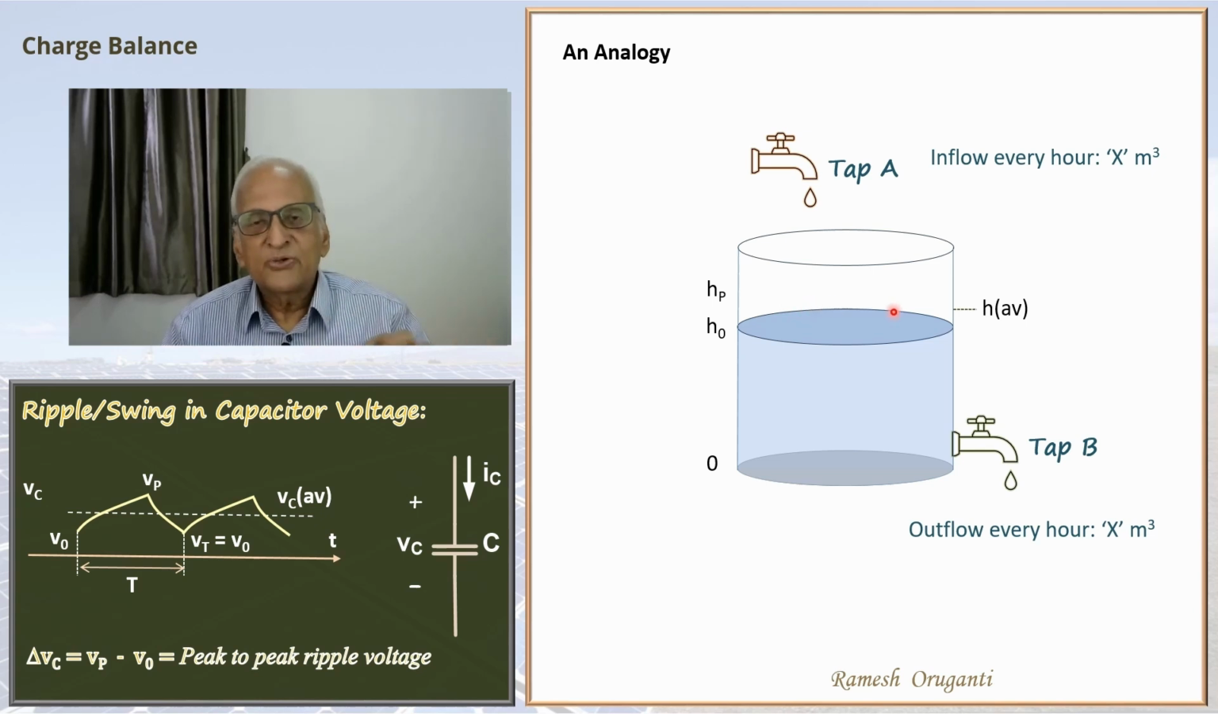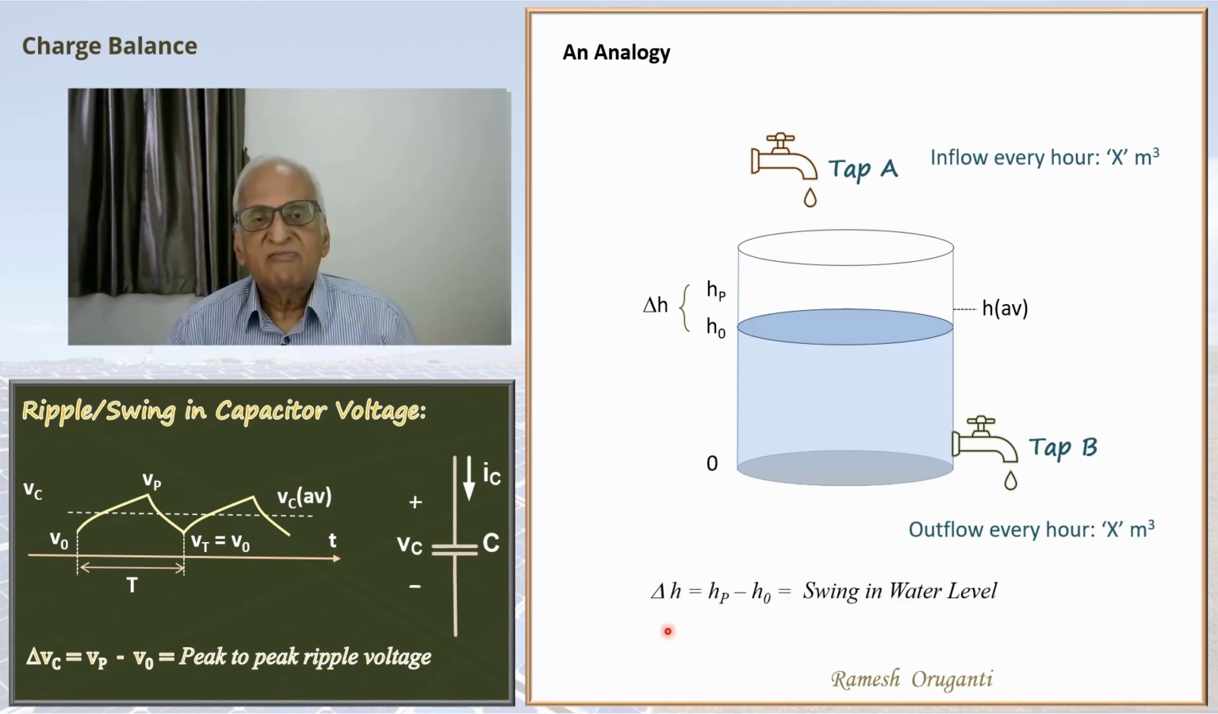You can see the similarities. H average is similar to VC average. H naught is similar to V naught. HP is similar to VP. And 1 hour of duration is similar to the period T. Now, HP minus H naught is the swing in the water level.